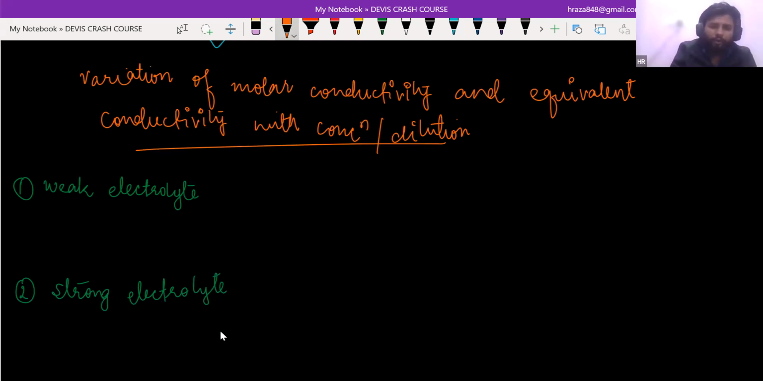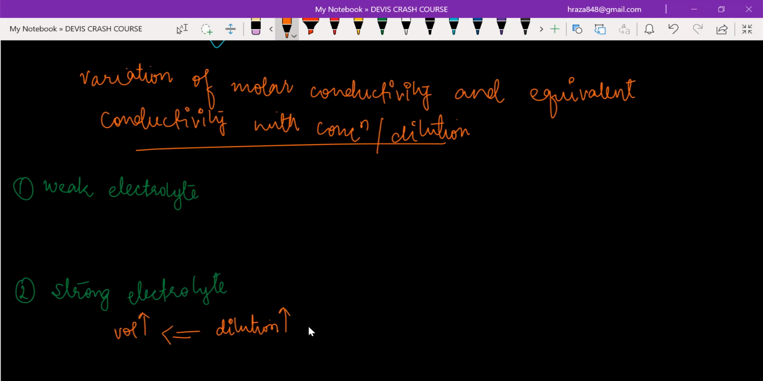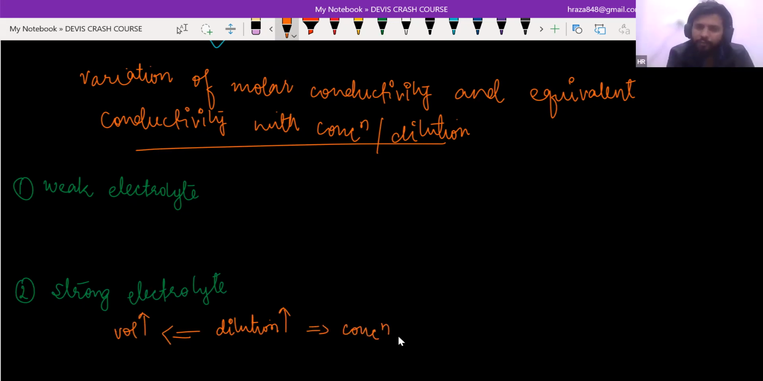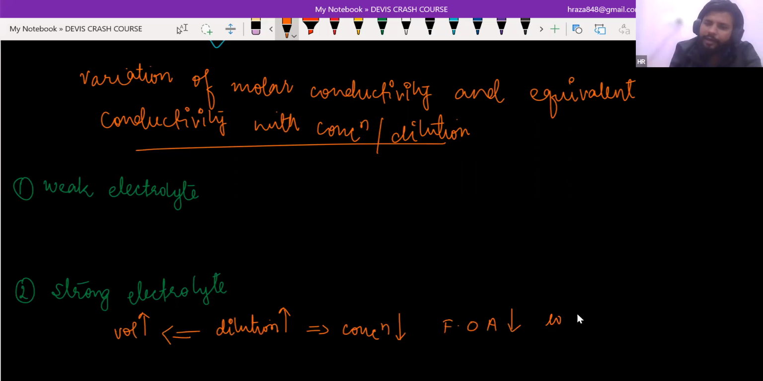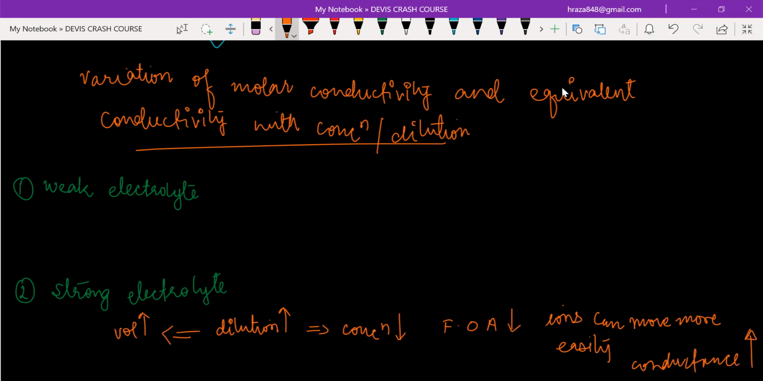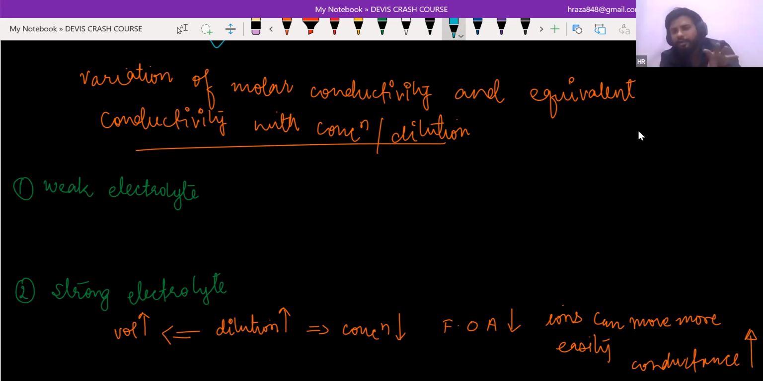For a strong electrolyte, if you dilute the solution, that means you increase the volume, right? And if you dilute the solution, the concentration of the solution decreases, right? So that means the force of attraction decreases, and that's why ions can move more freely or more easily. So conductance increases. Yes or no? But one thing you have to remember is that this is a strong electrolyte. So if you dip this in water or in a solution, it will be 100% dissociated, right?